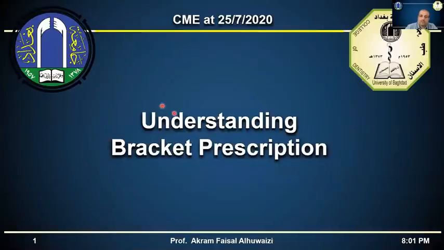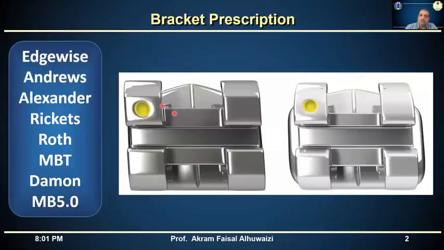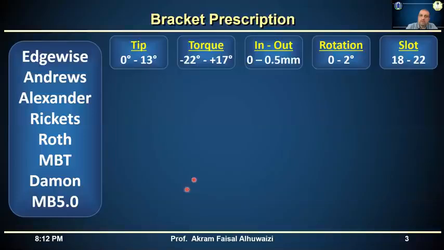Understanding bracket prescription. Now, bracket prescriptions are numerous, starting from edgewise all the way down to MB5. All it differs is the brackets themselves, but what's the difference in these brackets? It's the tip, torque, in-out, rotation, and slot. These 5 components are what makes a bracket prescription.